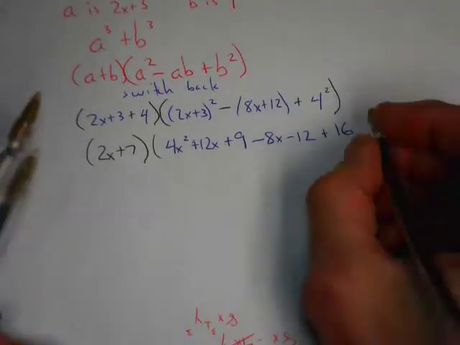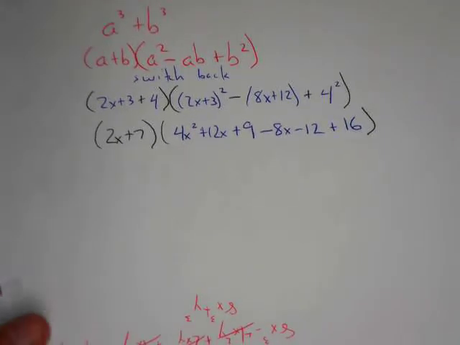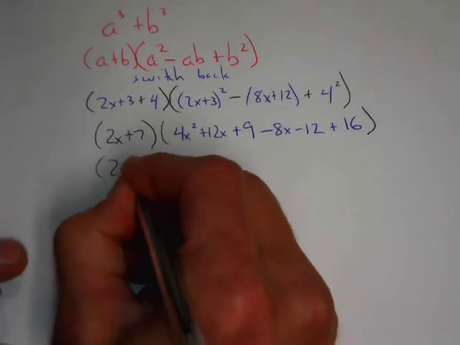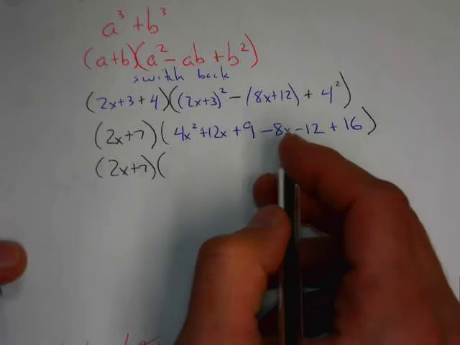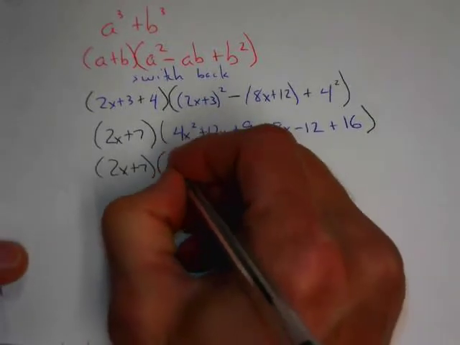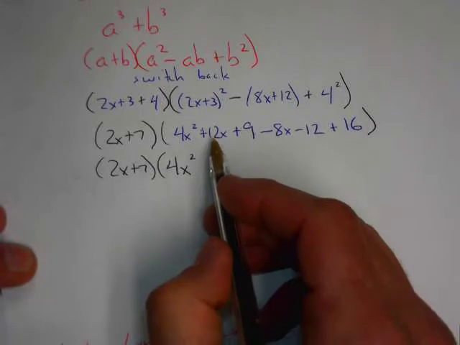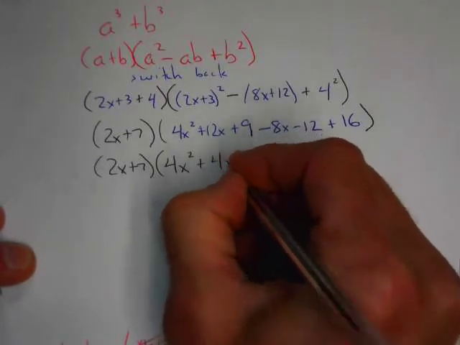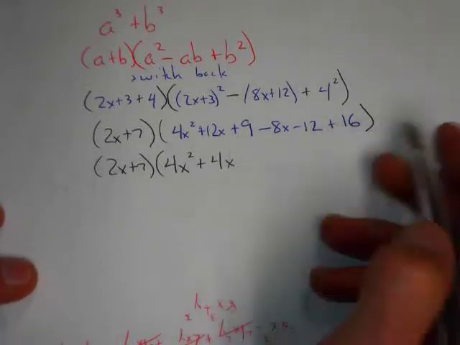Okay, so that's what's happening as we are simplifying that second term. And there's a lot of stuff going on, so we have to be super careful. And so we have 2x plus 7 is still our first factor, but then our second factor gets simplified. We combine our like terms. There's only one x squared, so that's fine. Now we have our x's: 12x minus 8x is plus 4x. And then we have all of our constants: 9 minus 12 is negative 3, plus 16 is plus 13.